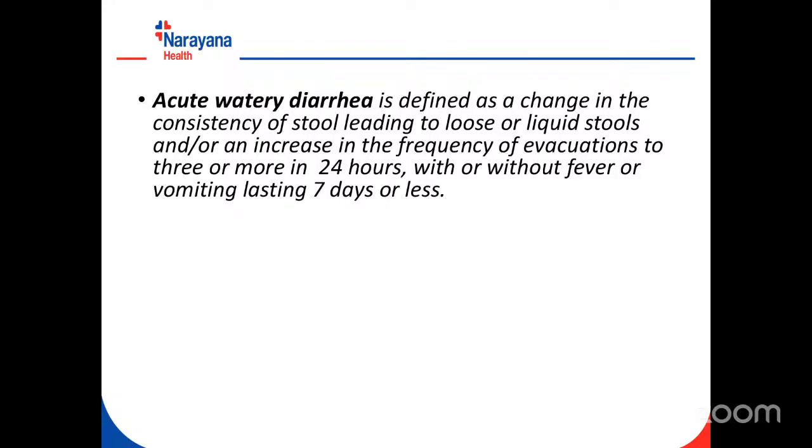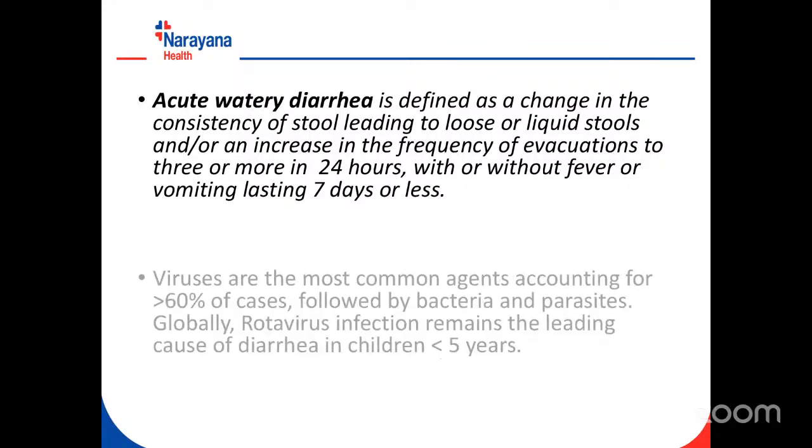Acute watery diarrhea is defined as a change in the consistency of stool, leading to loose or liquid stools, and or an increase in the frequency of evacuations to 3 or more in 24 hours, with or without fever or vomiting, and lasting for 7 days or less. It is important to ask the parents how many times the motion; it could be just one motion which you can completely ignore, or it could be 10 motions.